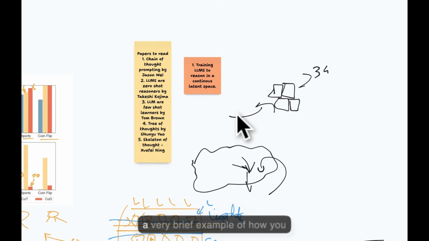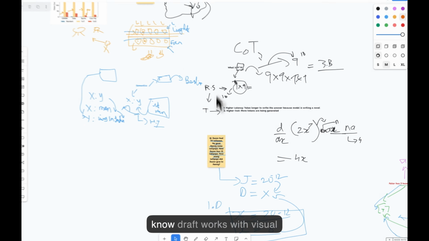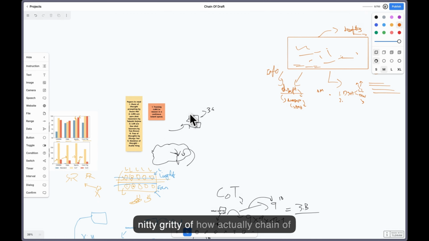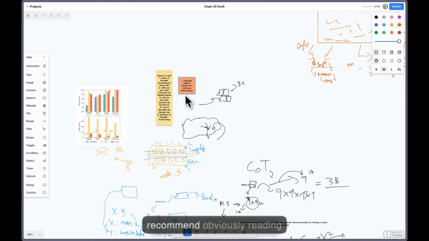And this is just a very brief example of how chain of draft works with visual examples over here and over here. But if you want to get to the nitty-gritty of how actually chain of thought works, then I would recommend obviously reading about chain of thought, and it's a very good paper in itself, and it's something which is currently being used in all the models right now. So yeah, it's a very good way to do reasoning.